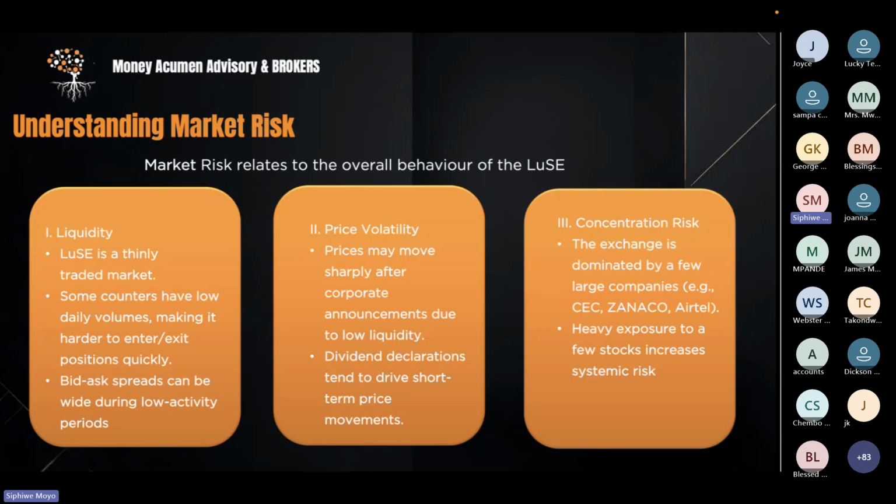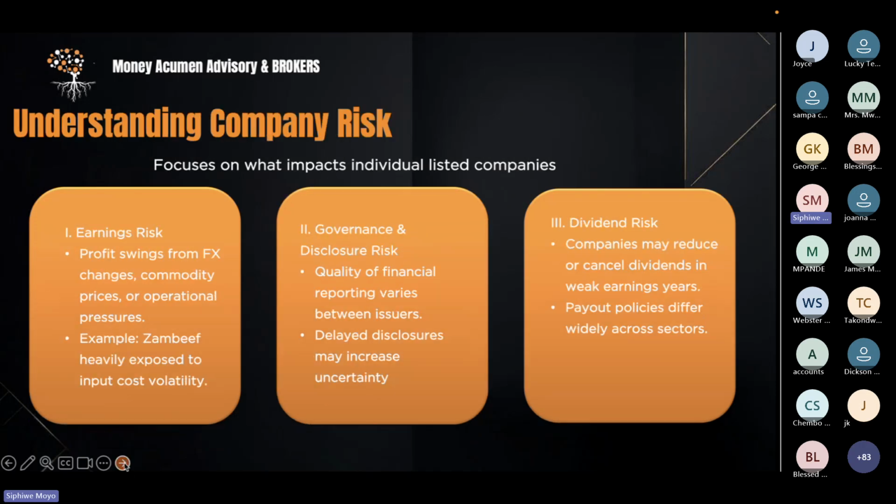If we're to move to the next type of risk, here we're looking at company risk. Company risk really is what impacts individual listed companies. Previously, with market risk, we were looking at the exchange, the whole stock market broadly. But now we narrow it down to specific companies, right? So what are the risks associated with different companies?